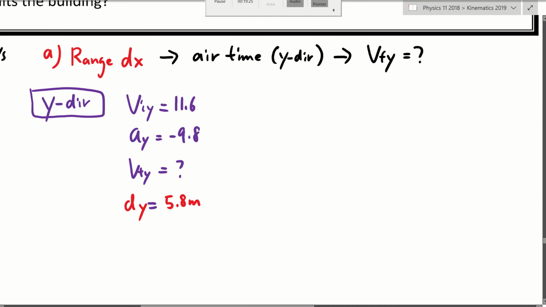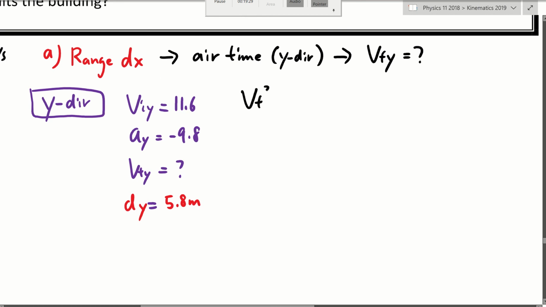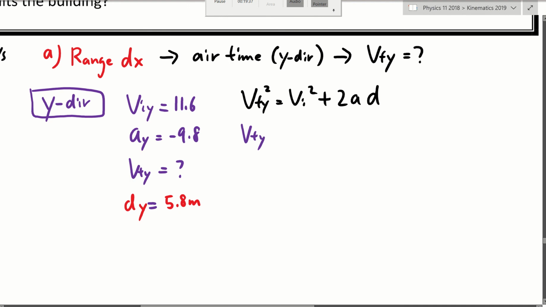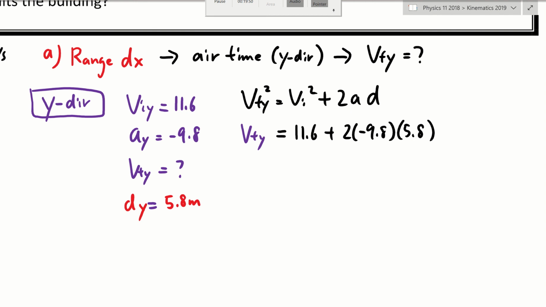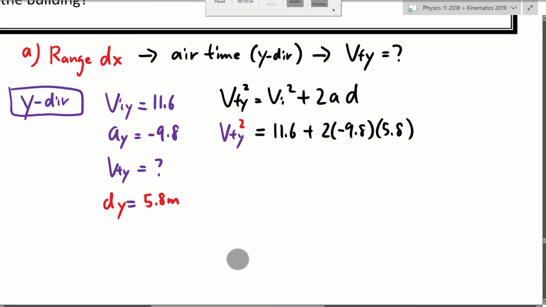Okay, so let's get our Vy final then. The equation to use is Vy final squared equals V initial squared plus 2AD, because we have no time yet. And we just want to get Vy final. So we put everything else in it. We put the initial 11.6, acceleration negative 9.8, and displacement, which is 5.8. All right. And then, of course, we have to take a square root of the answer at the end, right?